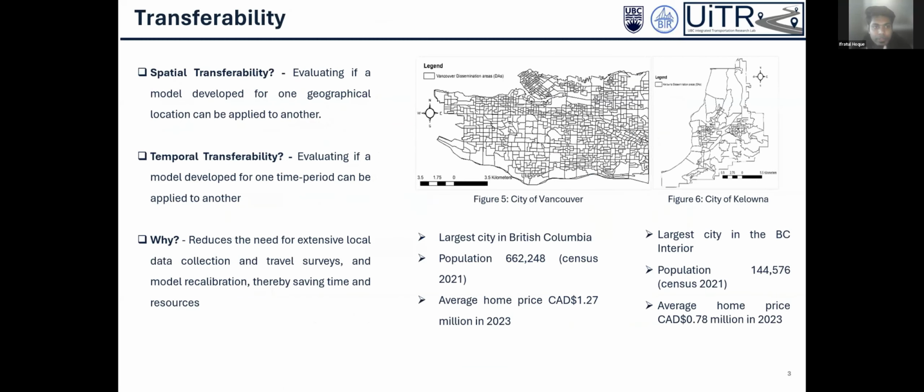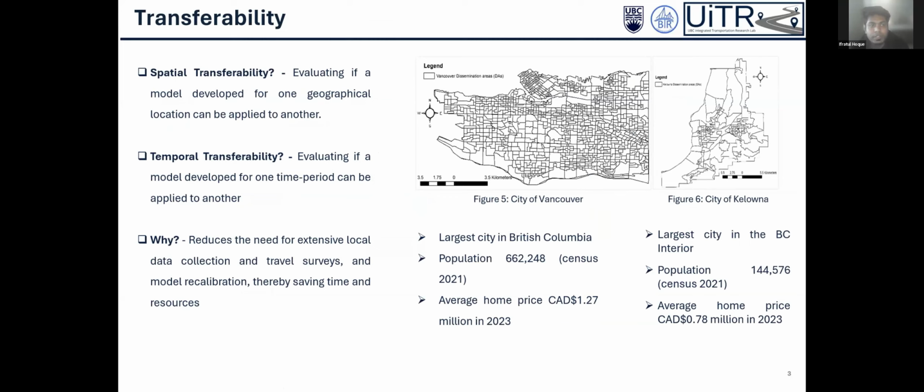So what is transferability? There are mainly two forms of transferability: spatial and temporal. Spatial transferability refers to evaluating if a model developed for one geographical location can be applied to another. And temporal transferability refers to evaluating if a model developed for one time period can be applied to another.